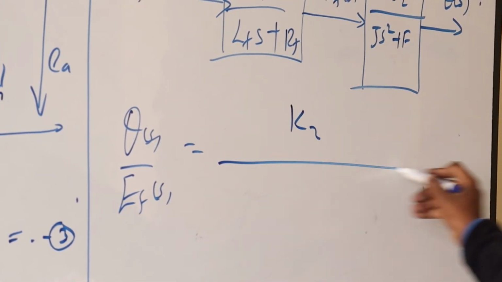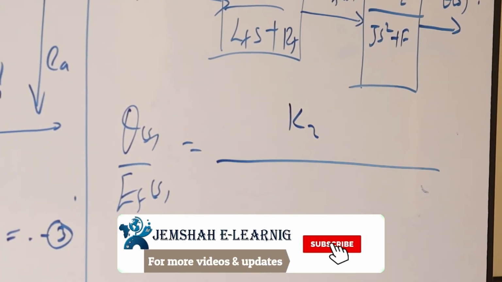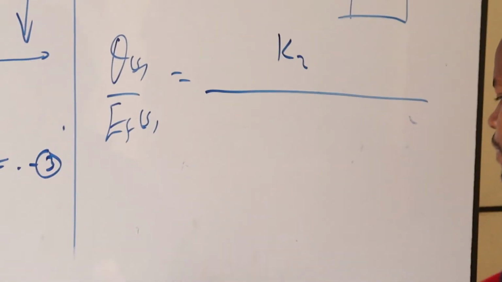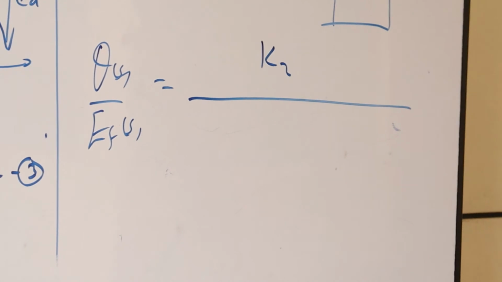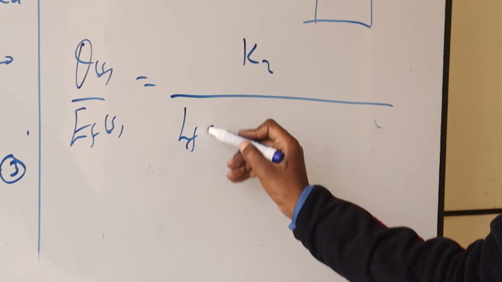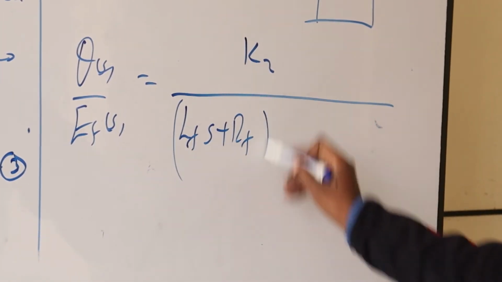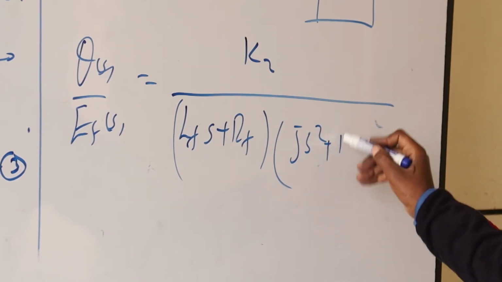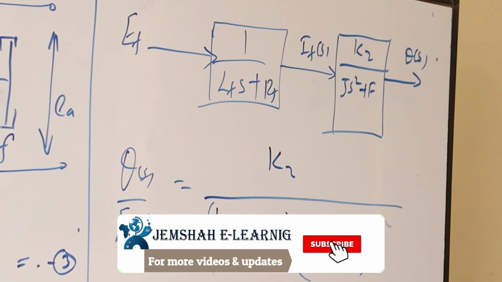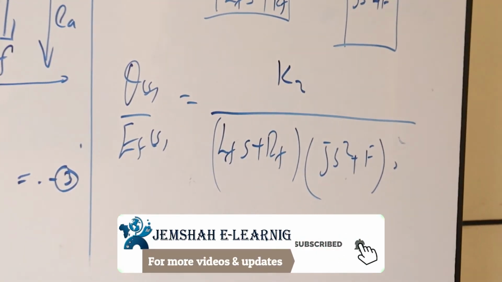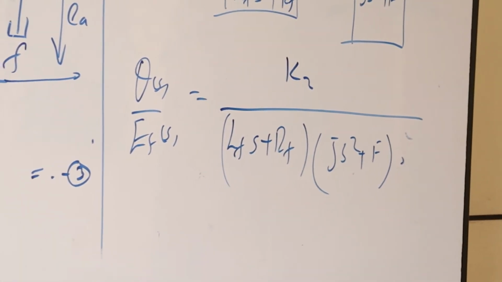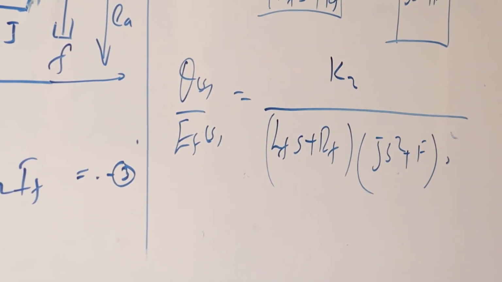It's going to be K2 all over S times (L_f S plus R_f) times (J S squared plus F). You can simplify it in any other way that is possible, but that is what the transfer function is all about. So that is the transfer function for the generator for the field controlled DC motor.